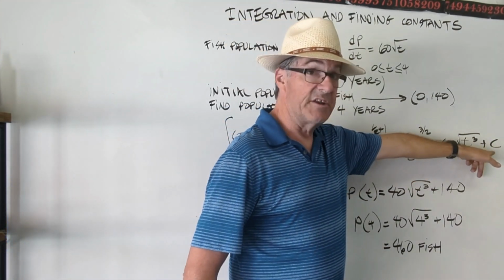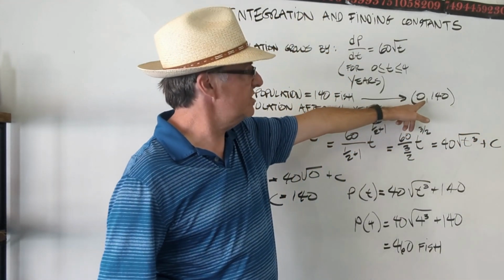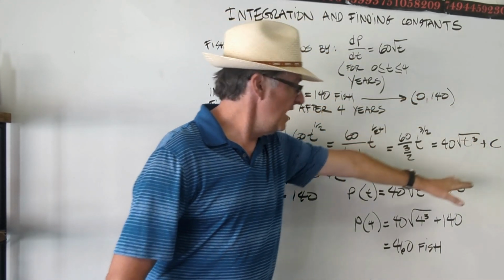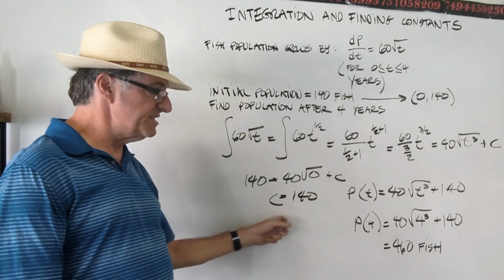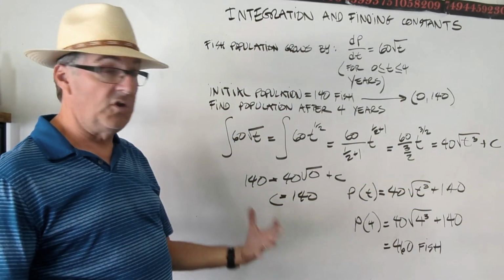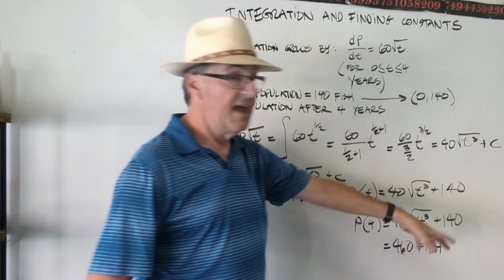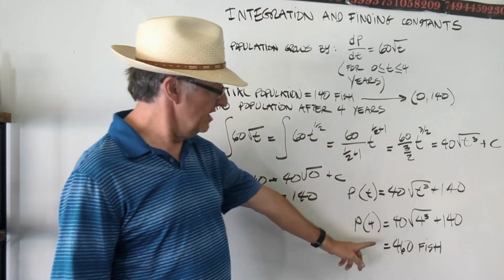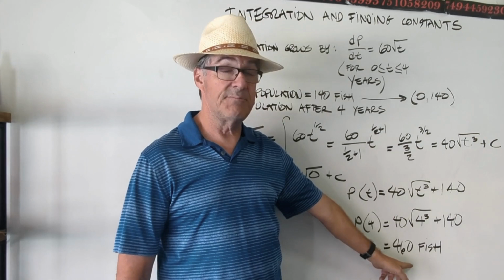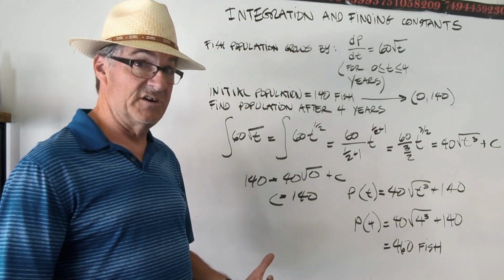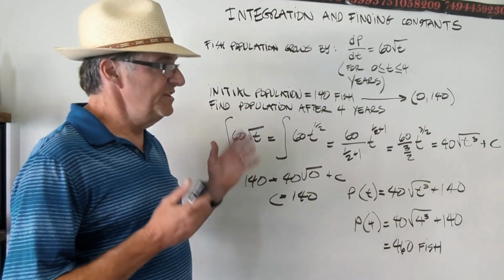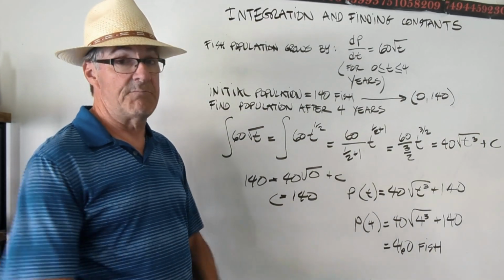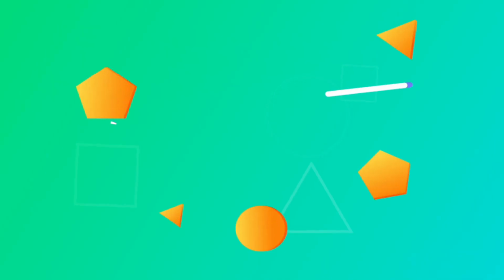We have our c out here, so then we had to use this initial condition, time t equals 0, there is 140 fish present, and then plug that in to get our c value. So we have our full function, and then once we have that function, we can do a plug-in step with our 4 years to find out what the population is at the end of 4 years. So I think this is a good example of the kind of question that an IB test might throw at you.